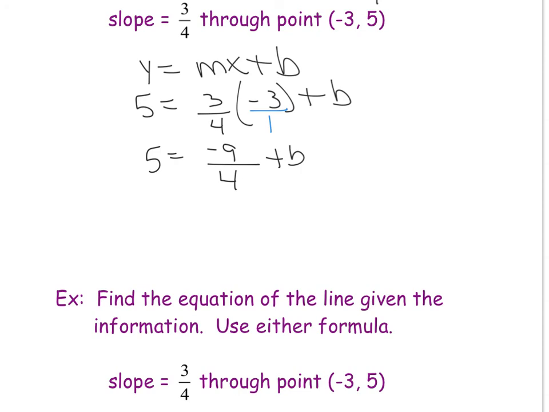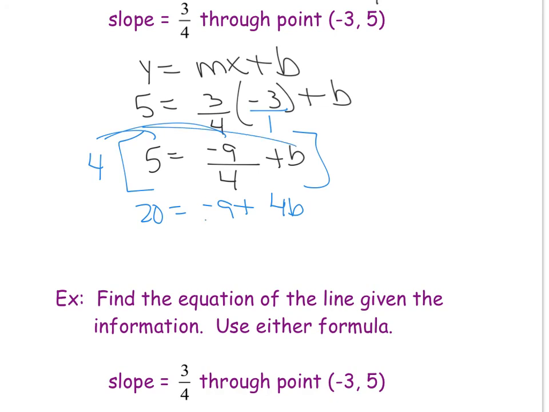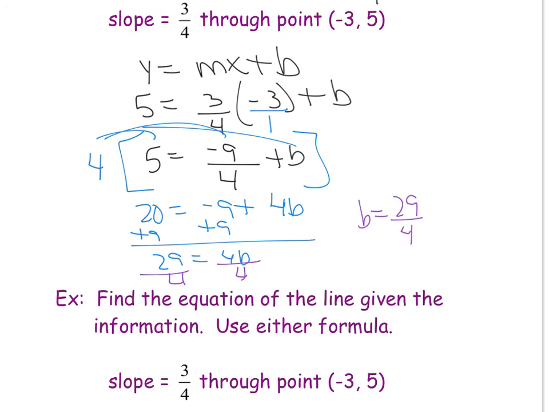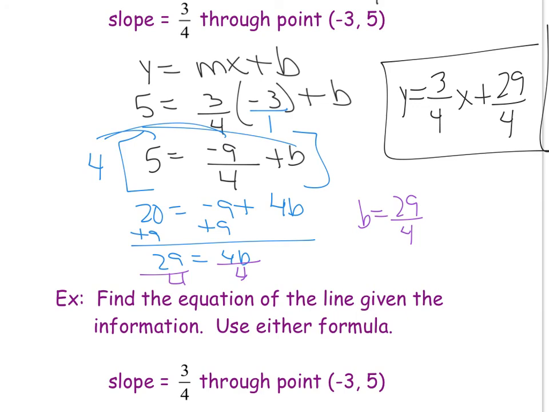Many of you are going to want to get rid of that fraction, so if you multiply the entire thing by 4, I'm going to get 20 is equal to negative 9 plus 4b. Add the 9. 29 is equal to 4b. Divide by 4, and you get b is equal to 29 over 4, which says your equation is going to be y equals 3/4 x plus 29 over 4. Okay?